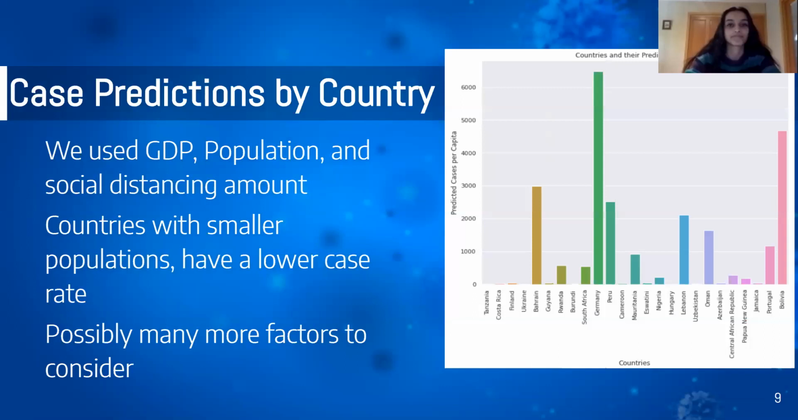And then for the ML model, our results showed that after using GDP, population, and social distancing, countries with smaller populations seem to have a lower case rate. But we also realized that there are many more factors to consider, and in the future, we'd want to add those into our ML model as well.